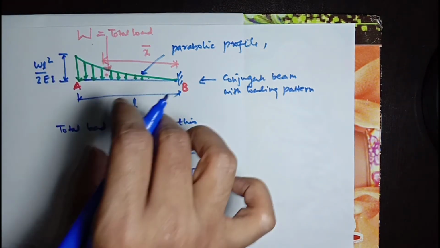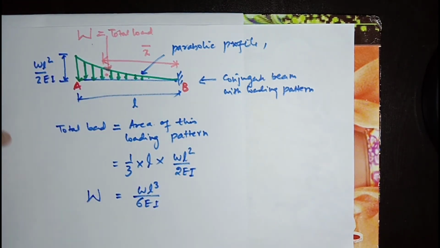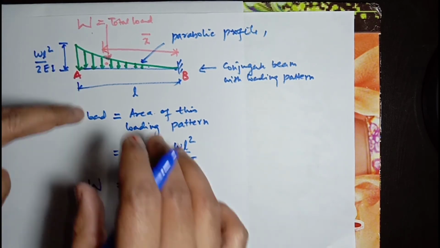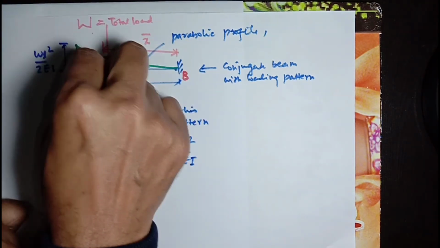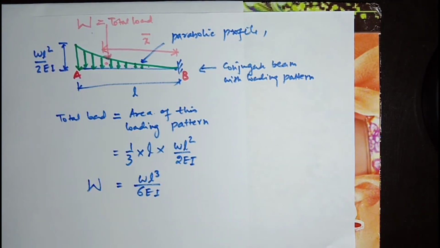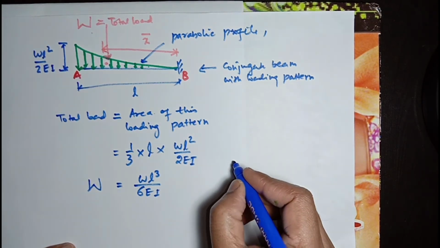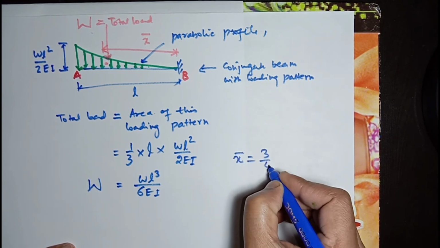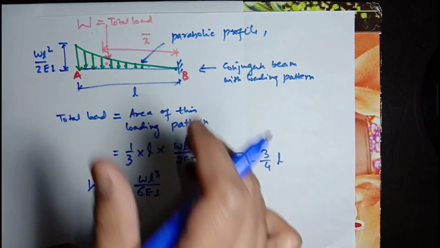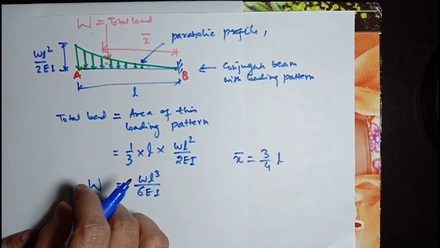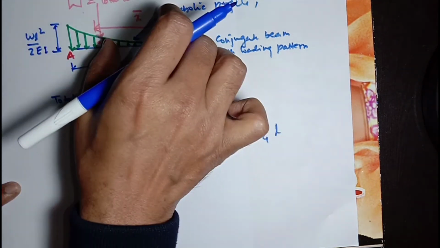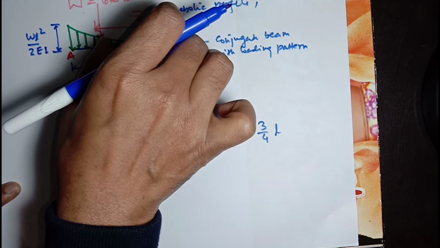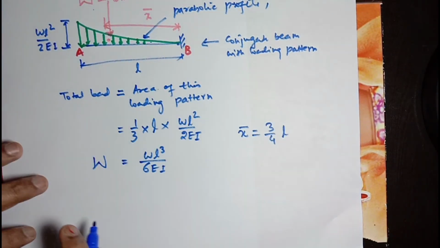This is total load W. Now total load W is acting at a distance of x bar from point B. X bar is nothing but the centroid of this loading pattern. Total load will be acting at its centroid. As we know, for a parabolic curve, x bar is 3/4 of this length L. We have calculated x bar and we have calculated total load. So moment at B will be load multiplying with the centroidal distance.